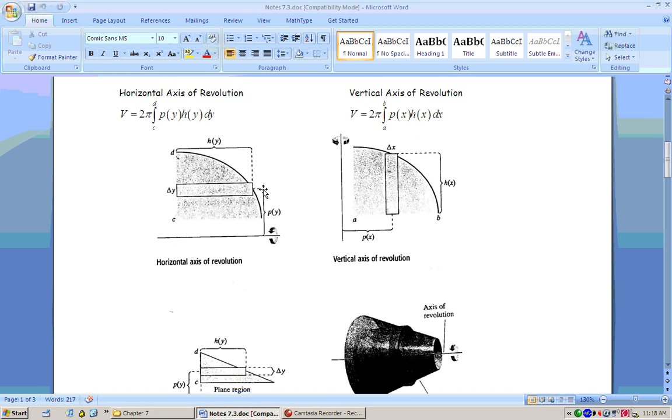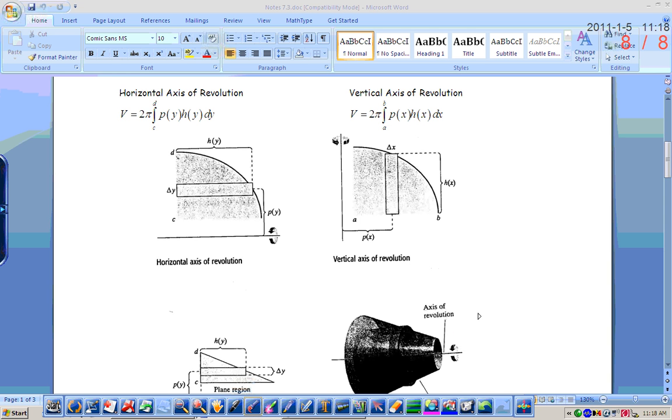This right here shows you your 2 different types of formulas, depending upon whether your rectangle is horizontal or vertical. The biggest thing is that your axis of revolution here is horizontal, and to use the shell method, that rectangle has to be parallel to that axis of revolution. So the volume is going to be 2 pi times the integral of the length of the rectangle, which is h, times p. And remember that p, as defined above, was the distance from the axis of revolution to the middle of that thickness right there.